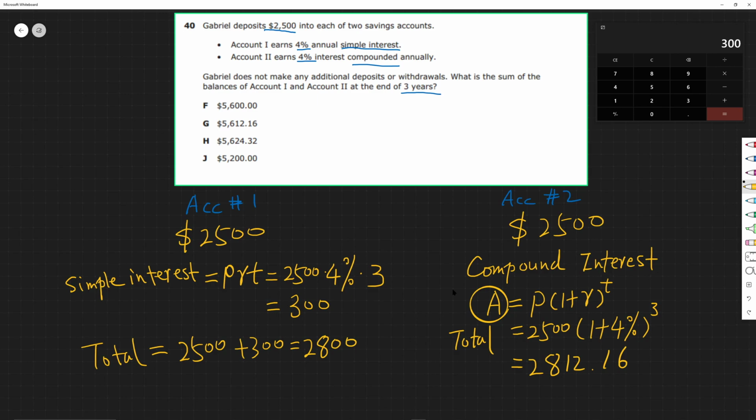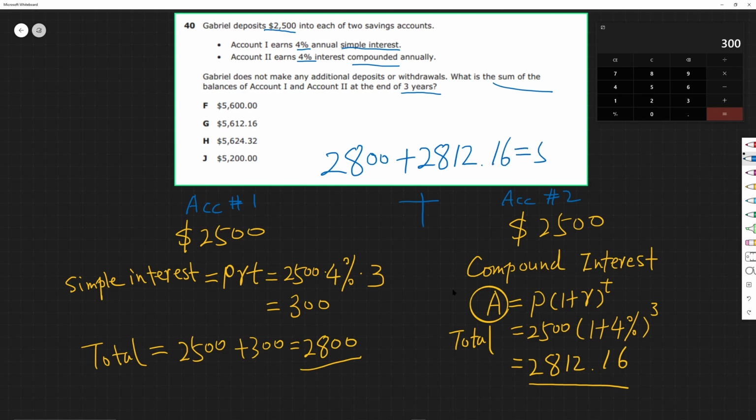All right, so after 3 years we have 2,800 in account 1, $2,812.16 in account 2. Now the question is asking for the sum, so we need to add up the two. That's 2,800 plus $2,812.16, and if you need, you can use a calculator. So it's $5,612.16, and that's choice G.